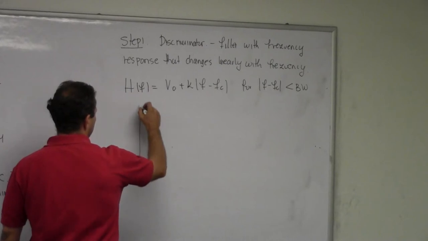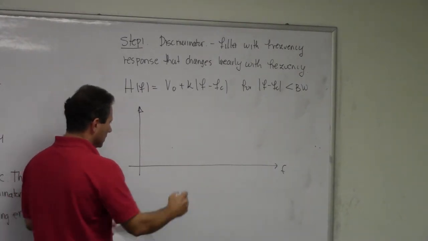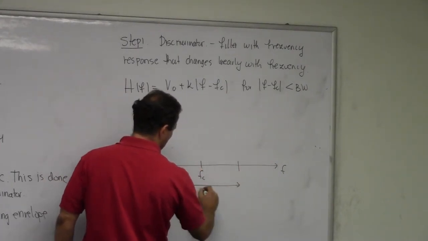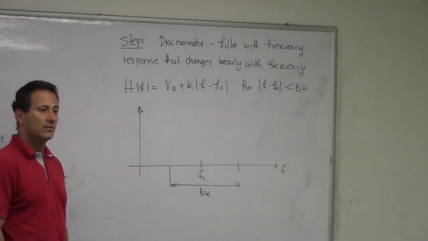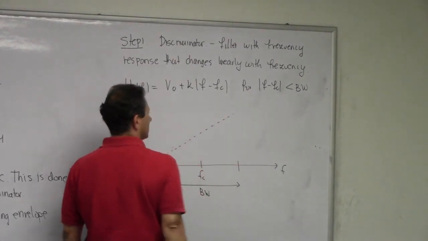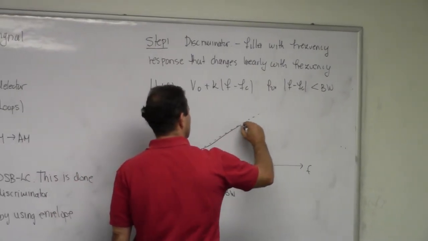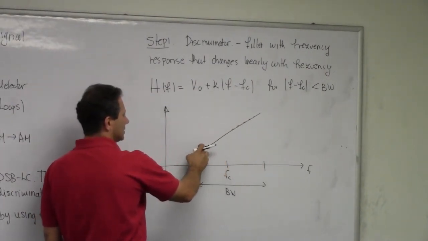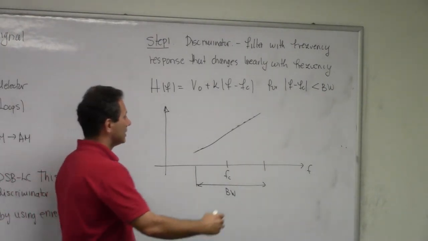So let me just draw that so that it becomes clear. This is the frequency axis. This is the carrier frequency. This is the bandwidth of your signal. And I need something that has a linear dependency as a function of frequency over this particular band. So that means H of f looks somewhat like this. That's the filter. Now, it may look, okay, how do I get something that changes linearly like this with frequency? Always remember, this is engineering. It doesn't have to be completely linear. It just needs to be close to linear, right?